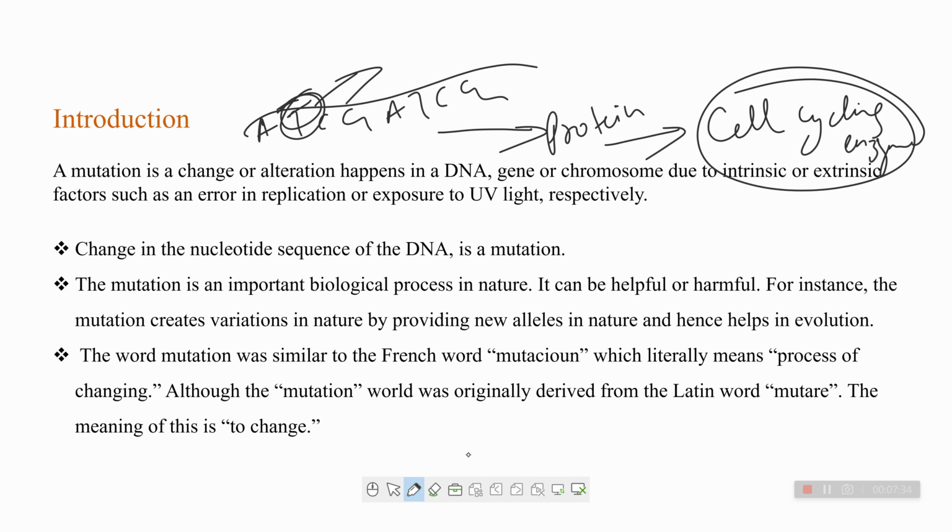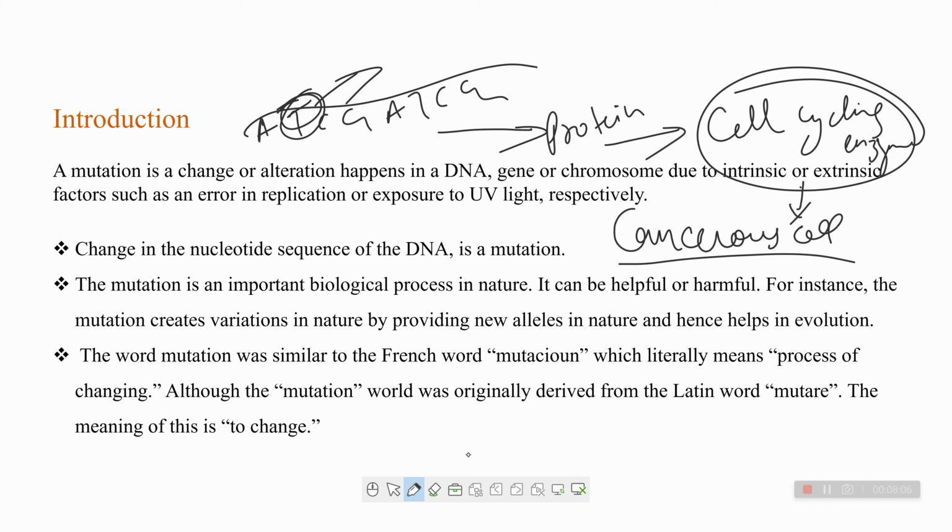And the property of this enzyme is what? They do not stop the process of replication. If the process of replication will not stop, it means cell division continuously takes place, and there is no termination of the cell division, then what happens? Then cancerous cells will be produced.